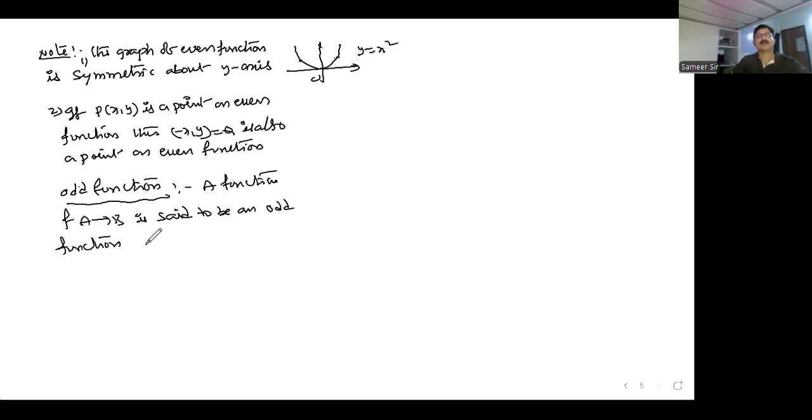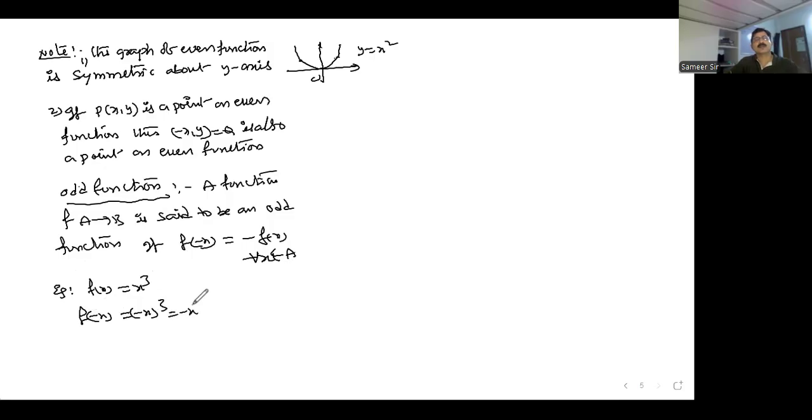Okay, an odd function. The condition is f of minus x is equal to minus f of x for all x belongs to A. That means the domain A is a subset of R, guys. It is understood, you know very well that. So here one example I'll take. Suppose f of x is equal to x cube. So f of minus x becomes minus x whole cube, which is equal to minus x cube. That means minus f of x.